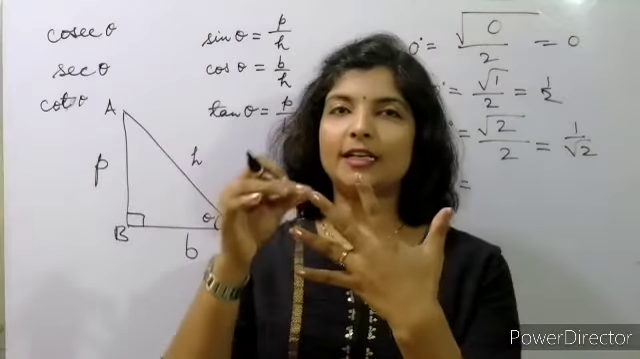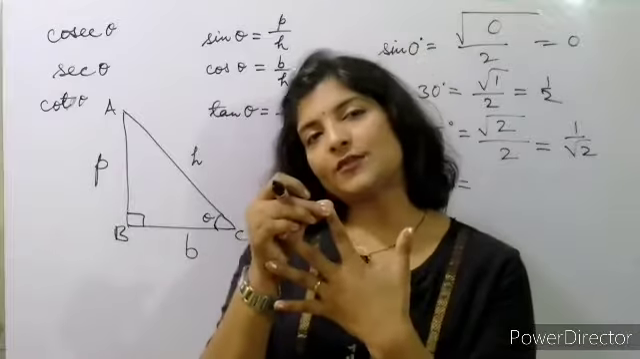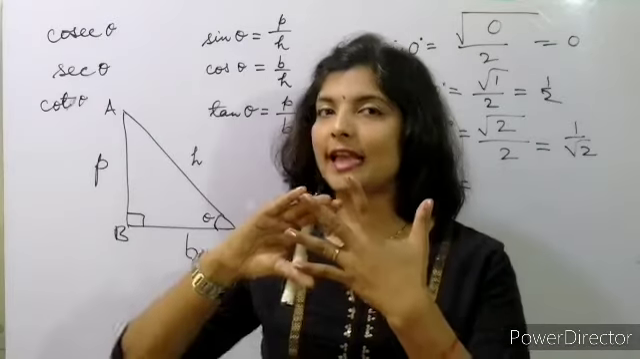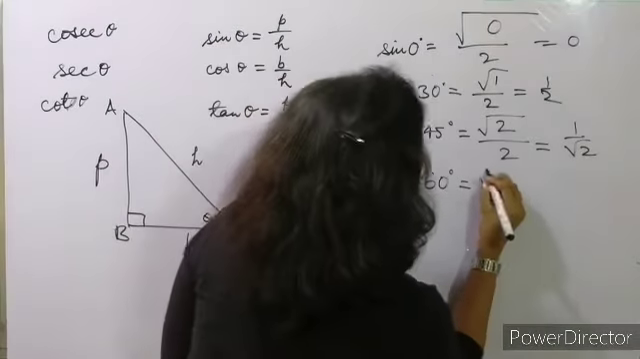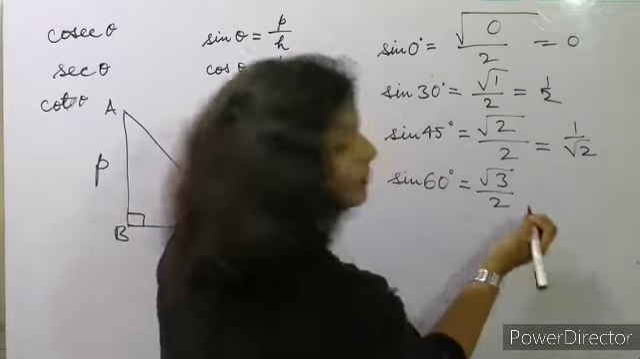0, 30, 45, 60, 90. So this one is 60 degrees. How many fingers are there below this? 1, 2, 3. 3 fingers are there. So sine 60 is root under 3 divided by 2.